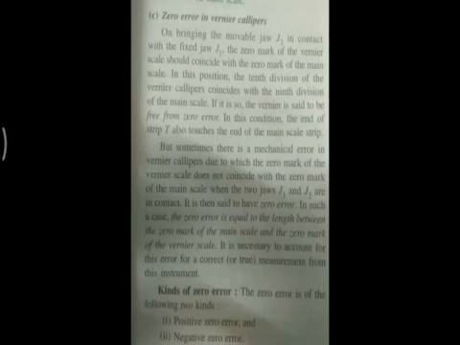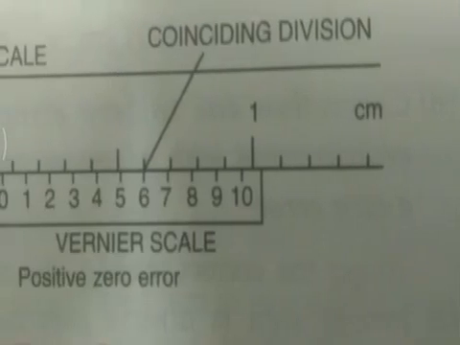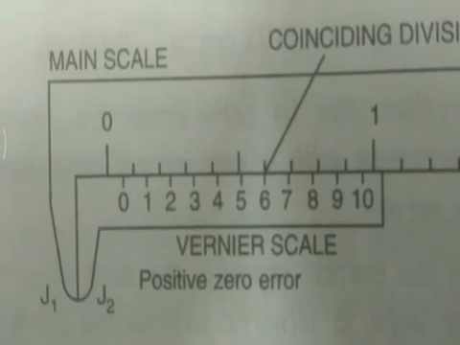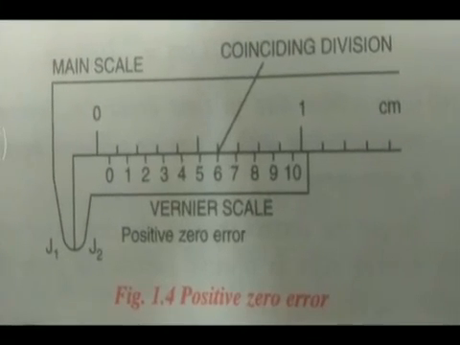So first of all, you must know what the zero errors are. We have two types of zero errors: one is the positive zero error and another is the negative zero error. So we will start with the positive zero error. Whenever we bring two zeros together, if the zero mark of the vernier scale is on the right of the zero mark, just see over here, in the diagram it is on the right, so it is the zero error, right?